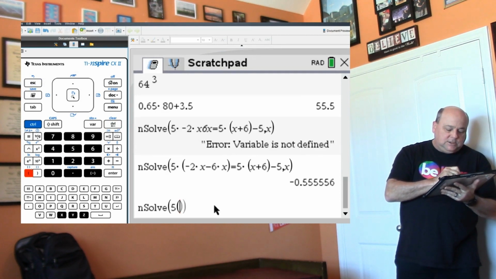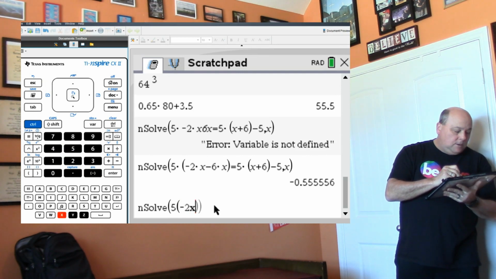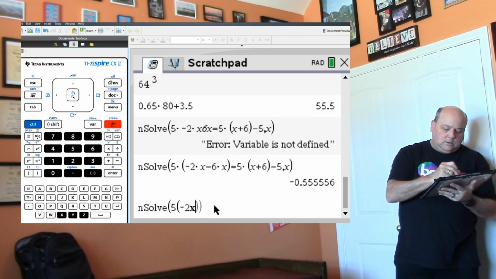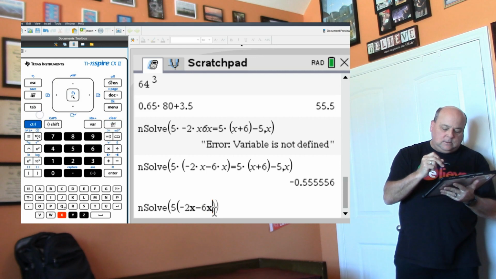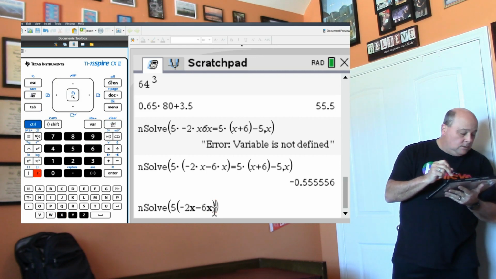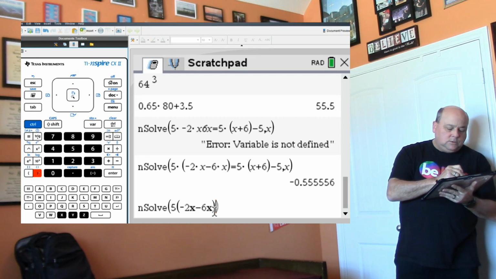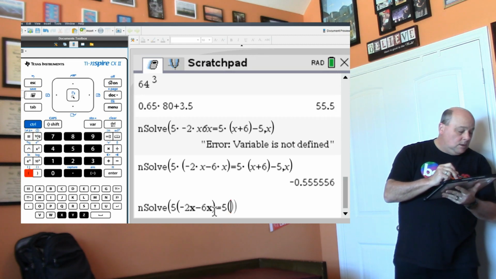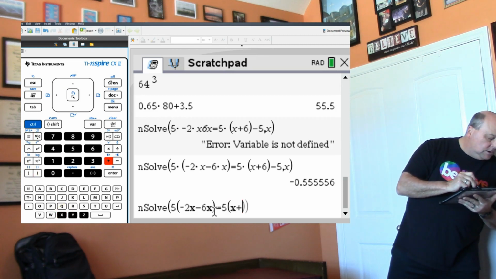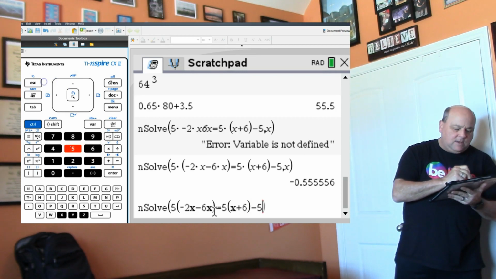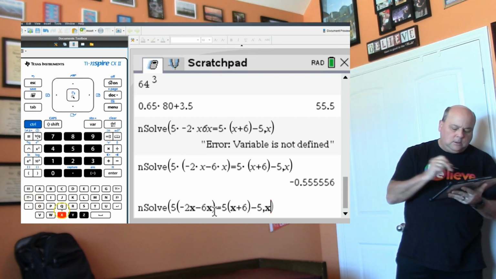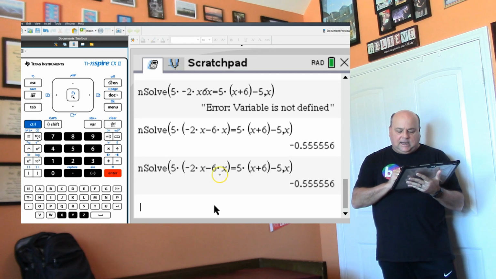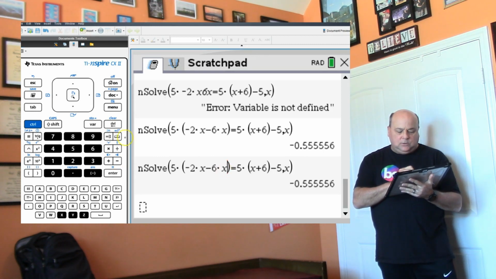5 parentheses, Jiminy Crickets, negative 2x minus 6x. And then why is it doing this? Negative 2x minus 6x. Close the parentheses. There we go. Equals. And then I need 5 parentheses, x plus 6, close parentheses minus 5. And then comma x. Did I type it in this right this time? It looks right. Let's hit enter. And it's like putting an x in there after I do it.